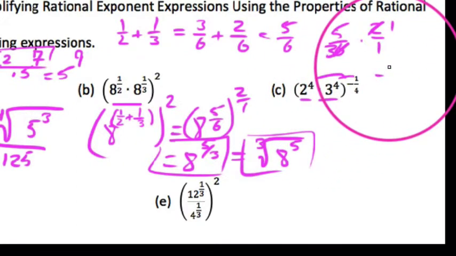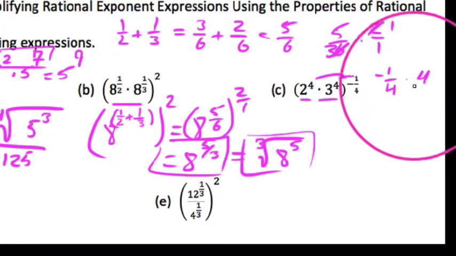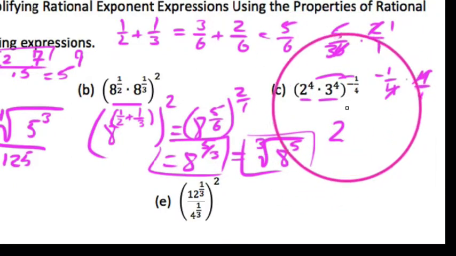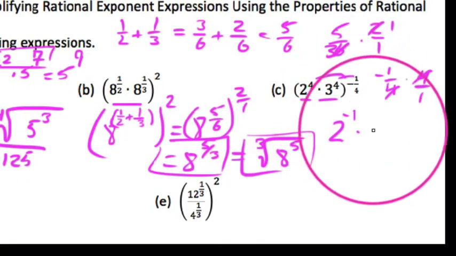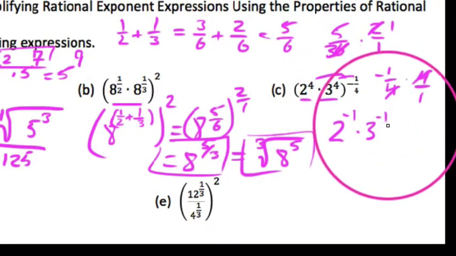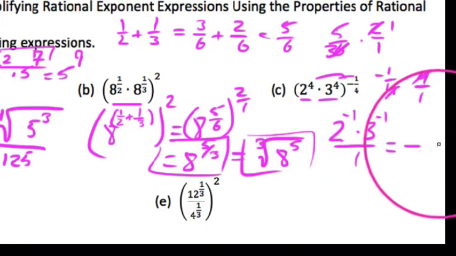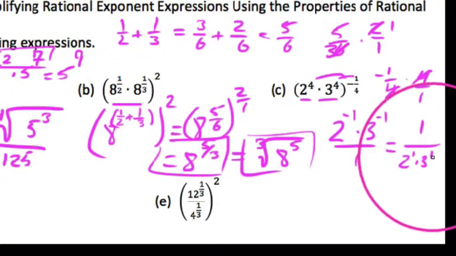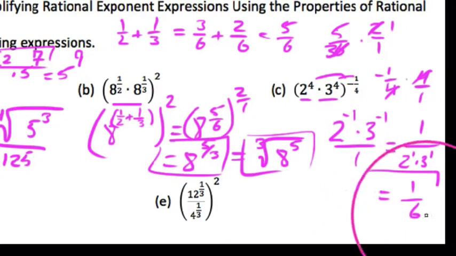And the only reason I mention this is because negative 1/4 times 4 actually comes out to just be negative 1. So in this case, we get 2 to the 4 times negative 1/4 is negative 1, times 3 to the 4 times negative 1/4 is negative 1. So we get this expression. So we'll just simplify this by saying, well, this would be 1 over 2 to the positive 1 times 3 to the positive 1. So we get this. We get a 1/6. All right.